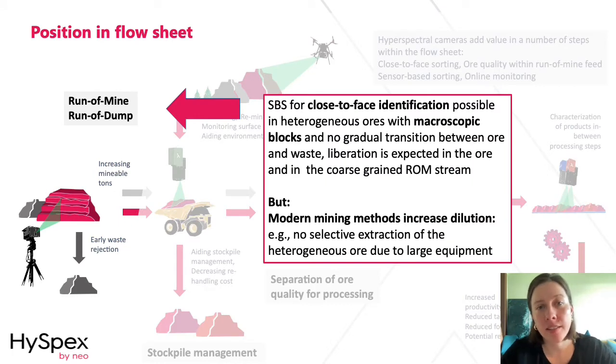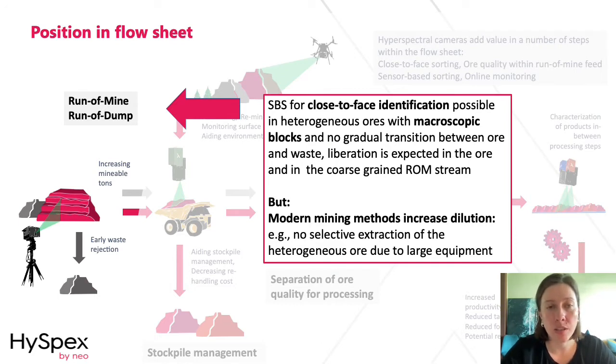In the different case studies that I'm going to show you, I'm concentrating on the area of the run of mine, run of dump here. So in this position in the flow sheet, we have a close to phase identification. Just want to clarify that this is only possible if we have heterogeneous ore with macroscopic blocks without a very gradual transition between ore and waste.